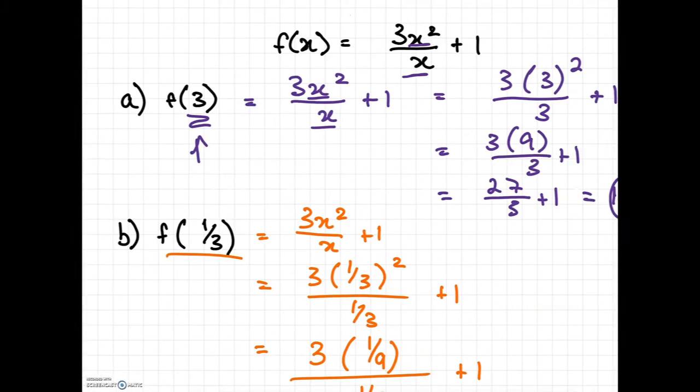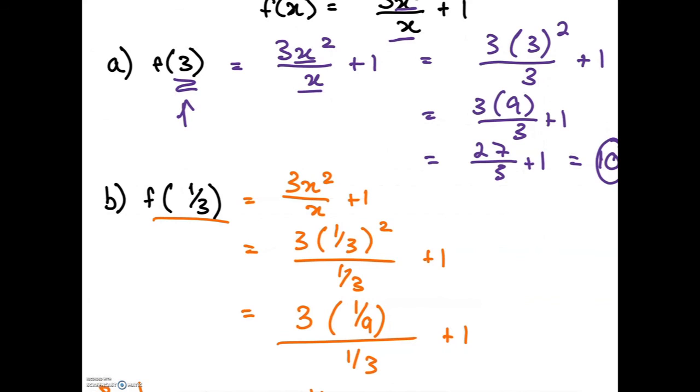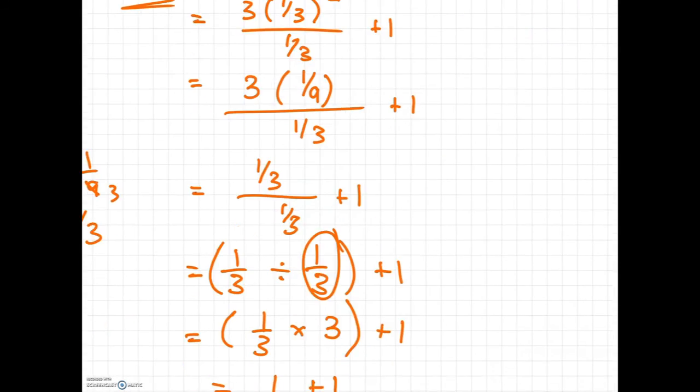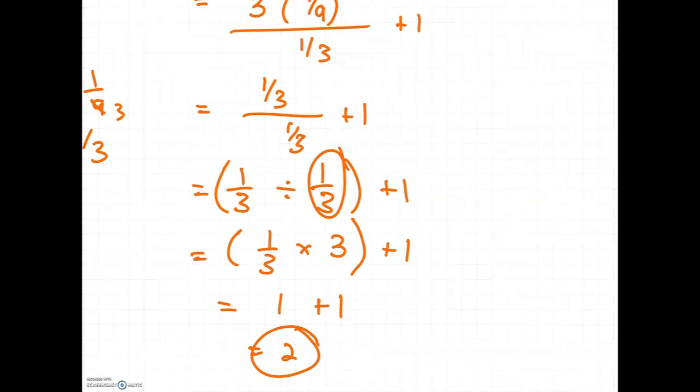If you come all the way back up here, first we substituted f of 3. We substituted 3 in the place of x, and then we got the answer as 10. Then we did the same thing for 1/3, and we got the answer as 2. So that's your final answer.